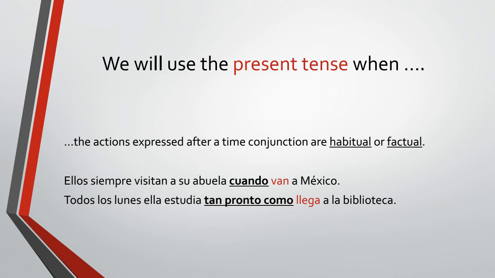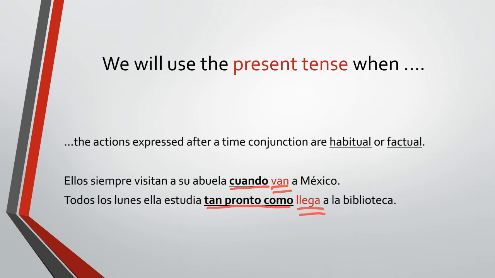So I've got two different time conjunctions here. We've got cuando and we have tan pronto como. And you can see that the verb after both of these time conjunctions has been conjugated in the present tense. So I want to show you why we chose the present tense for those two verbs. If you read this first sentence, you'll see, ellos siempre visitan a su abuelo cuando van a Mexico. So they always visit their grandmother when they go to Mexico. So they go to Mexico. Is that a habitual or factual statement?